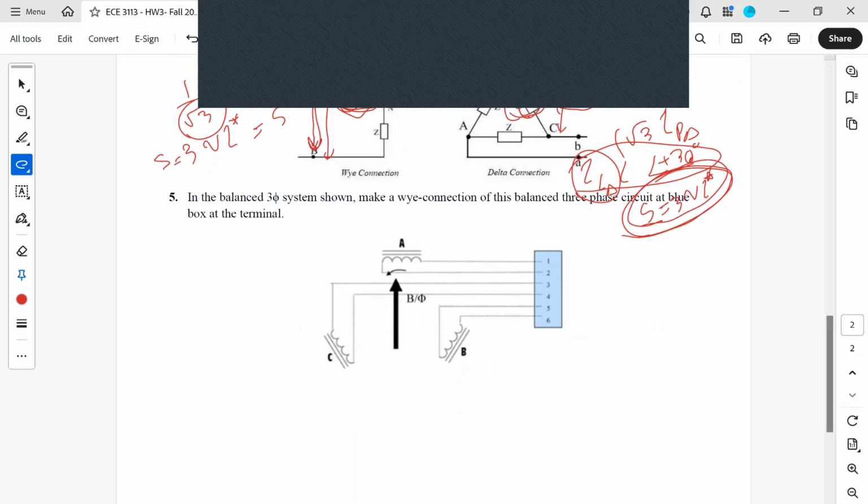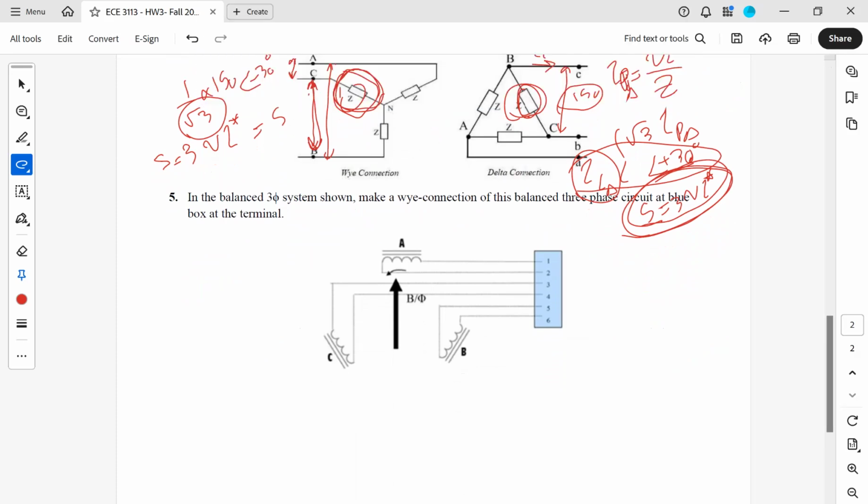Now, in question 5, it told us that we have a balanced three-phase system shown here, and we wanted to make a Y connection or star connection for this balanced three-phase. We said, okay, we have 3 single-phase impedances, like solenoids that experience a changing magnetic field. We talked about that from chapter 2, that each of these single-phase A, B, and C solenoids would experience an induced voltage that wants to oppose this change in the magnetic field.